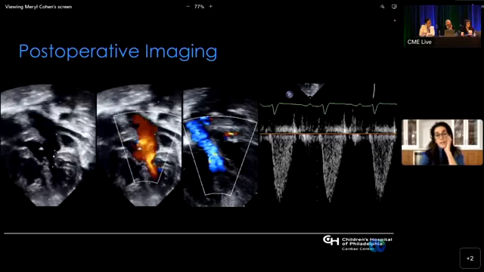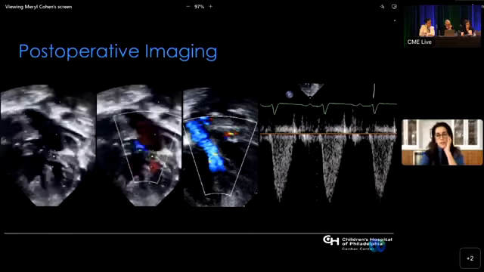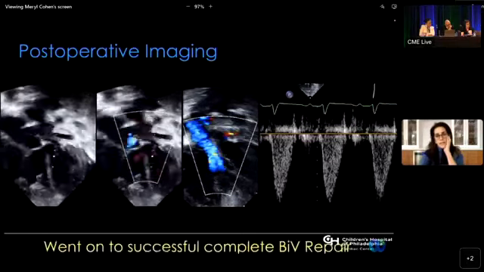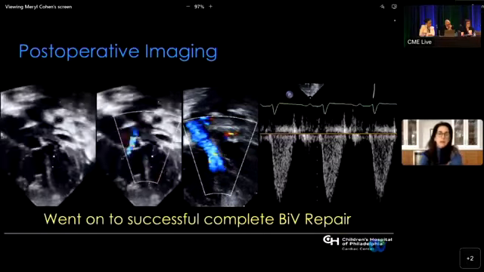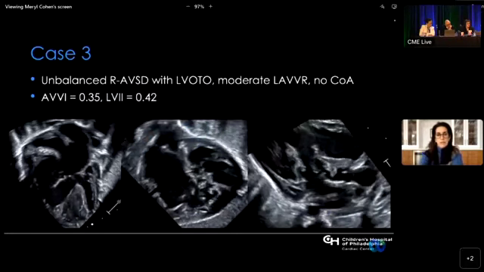And you can see now that this patient has minimal left AV valve regurgitation after the band and the septation of the atrium. And the cardiac index is much improved. And ultimately, this patient went on to a successful complete biventricular repair.